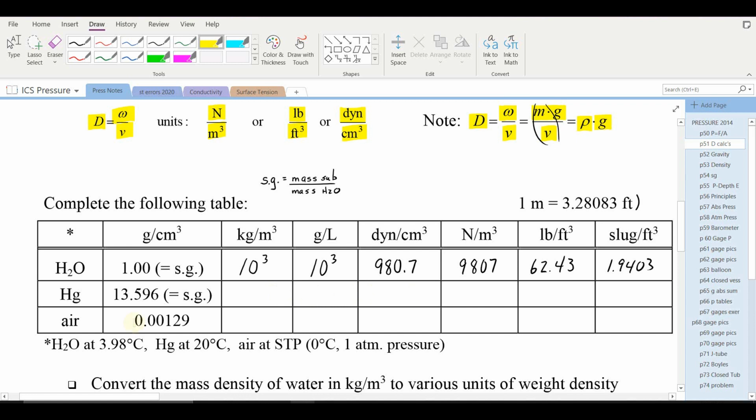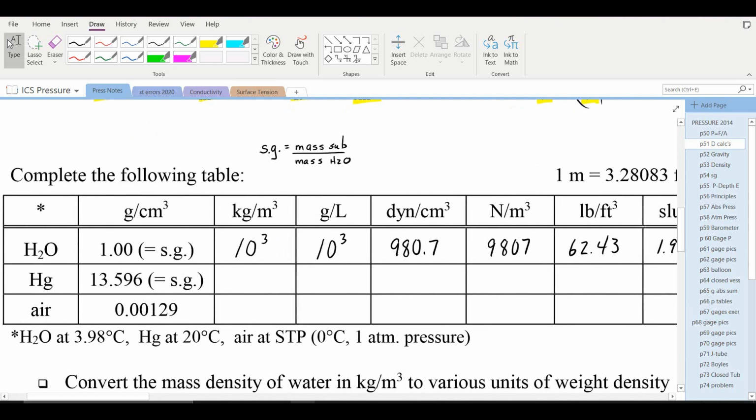Now, the density of air is 0.00129 grams per cubic centimeter. Now that's subject to both temperature and pressure considerations, and this is true at STP, 0 degrees Celsius and 1 atmosphere pressure. If we want to calculate the density of air in any other unit, you'd multiply by these factors. For example, in the SI system, the mass density of air would be 0.00129 times 1,000, or 1.29 kilograms per cubic meter, or 1.29 grams per liter, and so on.